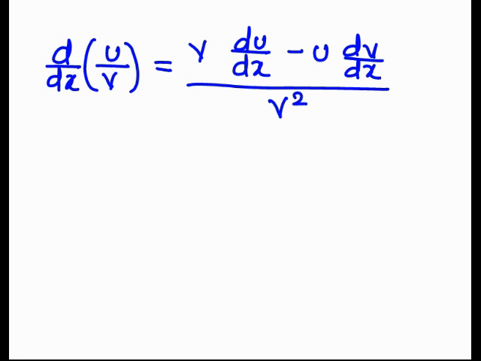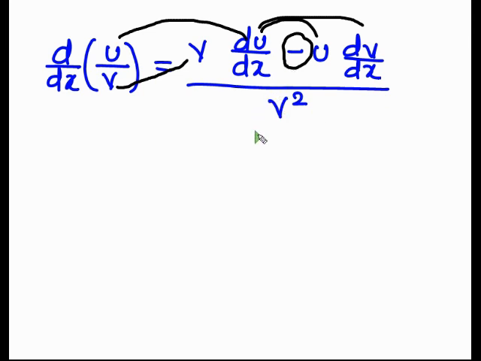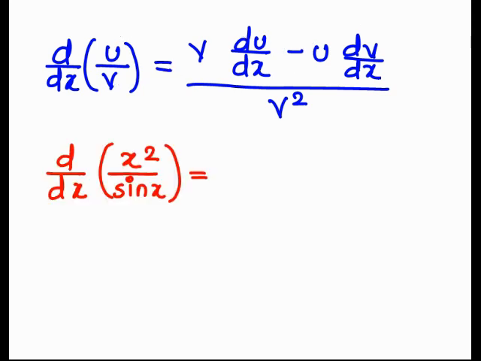Now see the next property, that is the derivative of u upon v. First of all we take the denominator outside, derivative of the numerator, minus, now we take the numerator outside, derivative of the denominator. There is a subtraction in between these two, remember this, divided by the denominator square. Let's understand this with the help of an example.